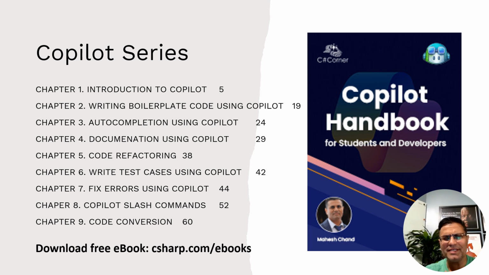I wrote a book, Copilot Handbook. The book is available to download on csharp.com/ebooks. As you can see from the book, it has 9 chapters: Introduction, how to write boilerplate code, auto-completion, how to document your code using Copilot, code refactoring. You can write test cases using Copilot, fix errors. There's something called slash commands, code conversion. So these are the chapters in the book. My goal is to create one episode per chapter, but there may be more bonus material in additional episodes as well.